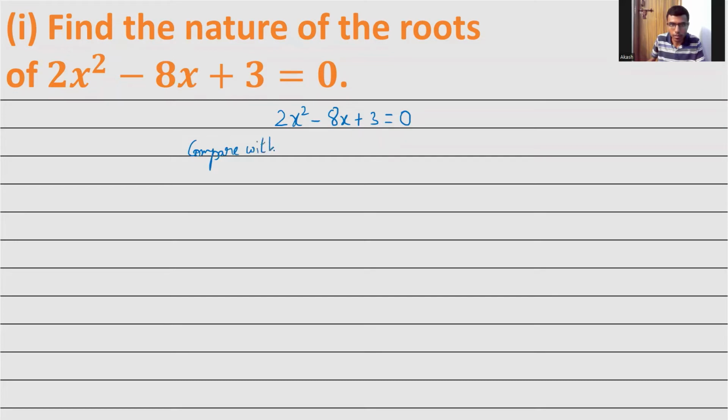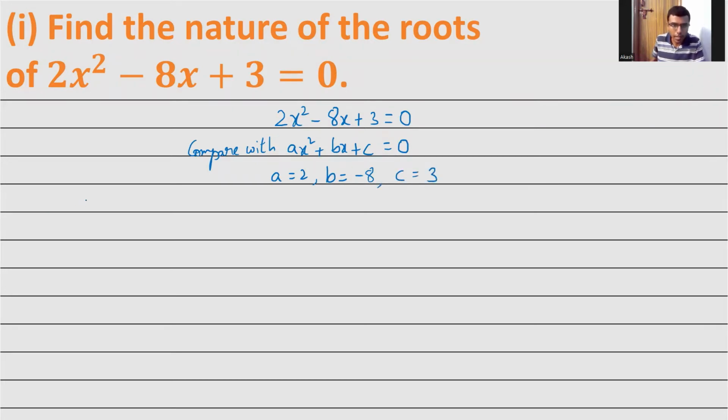with ax square plus bx plus c is equal to 0. We get a as 2 and b as 8. No, it's minus 8, because you need to consider the minus sign also, because this can be written as 2x square plus of minus 8x. So basically b is gonna be minus 8 and then c is gonna be 3.